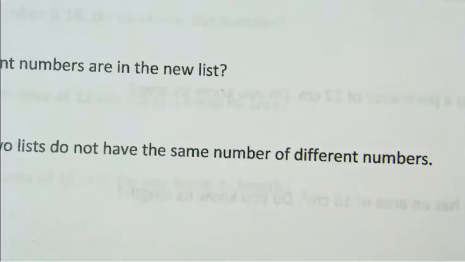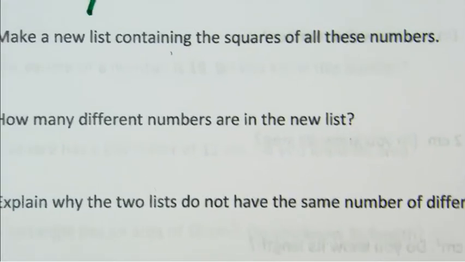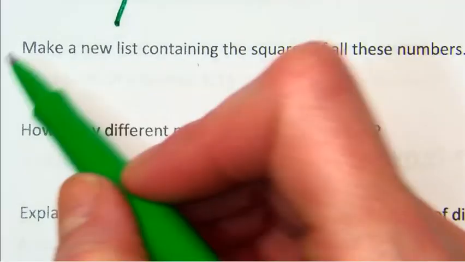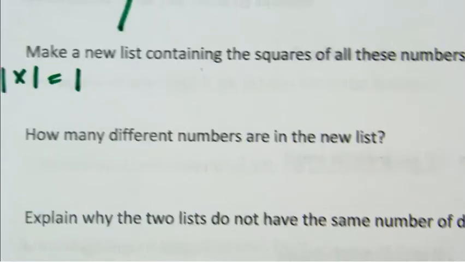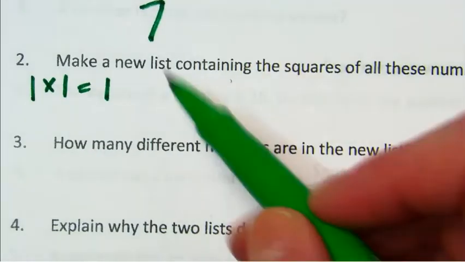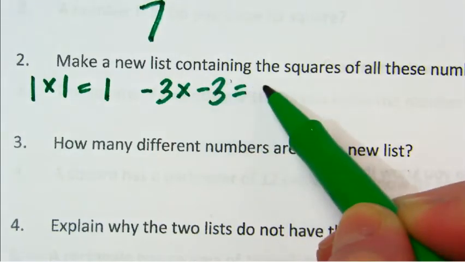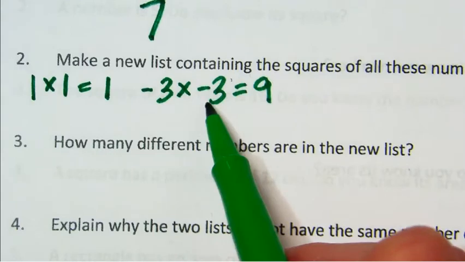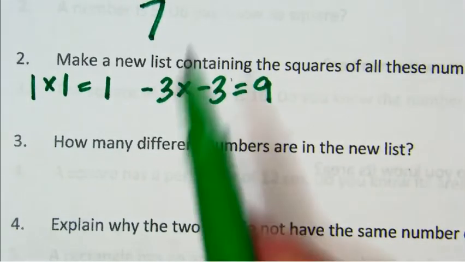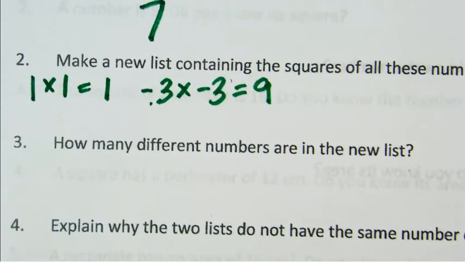Okay, so make a new list containing the squares of the numbers. Let me pull this here. We're going to start with our first number, 1. 1 times 1 is 1, right? So go through and multiply every number by itself. 3 times -3 is +9. When you're multiplying a negative times a negative, it always equals a positive.